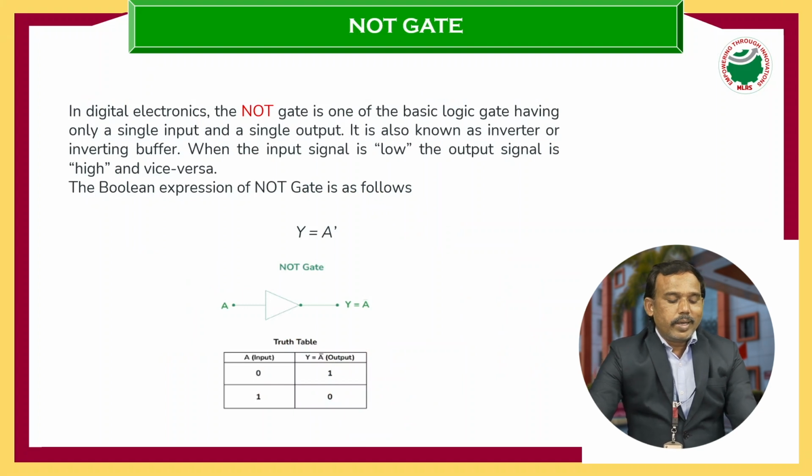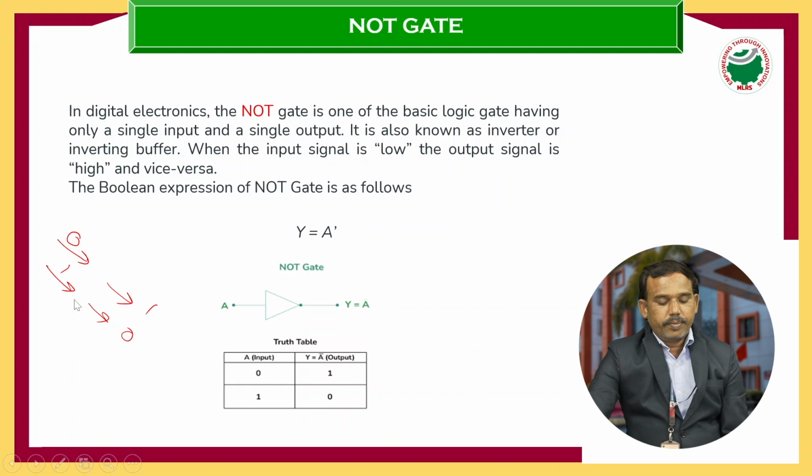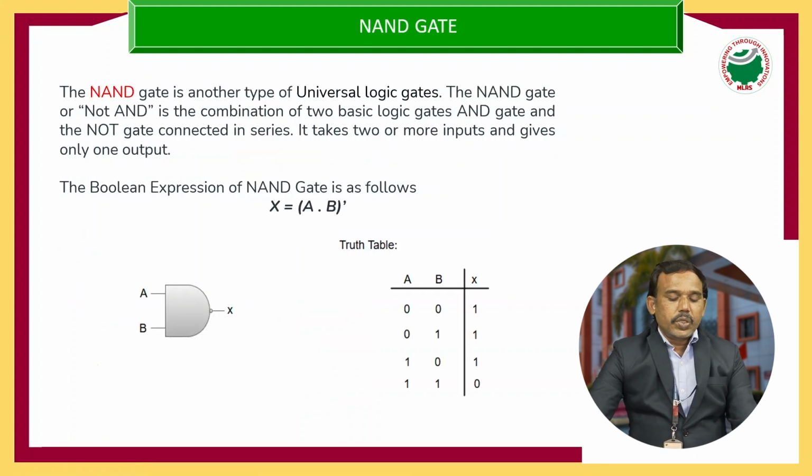NOT gate. In digital electronics, the NOT gate is one of the basic logic gates, having only a single input and a single output. It is also known as an inverter or complement, or inverting buffer. When the input signal is low, the output signal is high. If we pass the input as 0, the output will become 1. If we pass the input as 1, the output is 0. This is called an inverter or NOT gate.